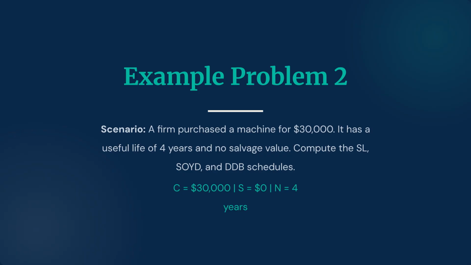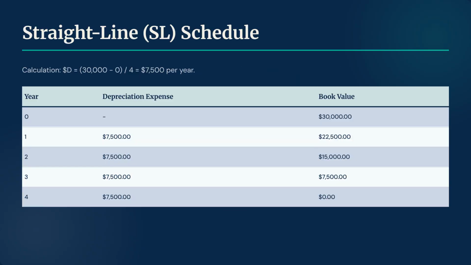In example problem 2, a firm purchased a machine for $30,000. It has a useful life of 4 years and no salvage value. We will compute the SL, SOYD, and DDB schedules. The straight line depreciation is calculated as $30,000 minus $0 divided by 4, which is $7,500 per year. The schedule shows a constant depreciation expense, resulting in a $0 book value at the end of year 4.